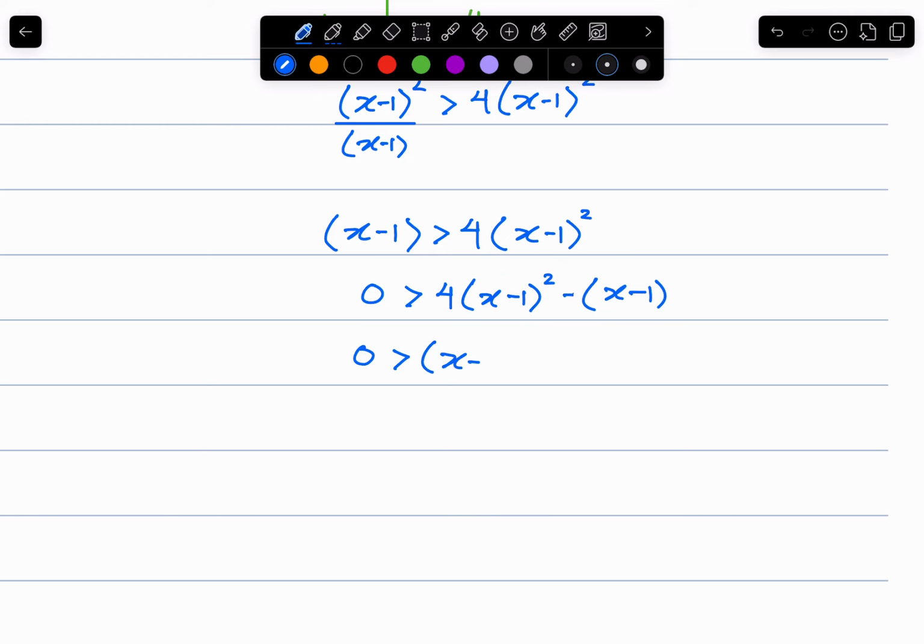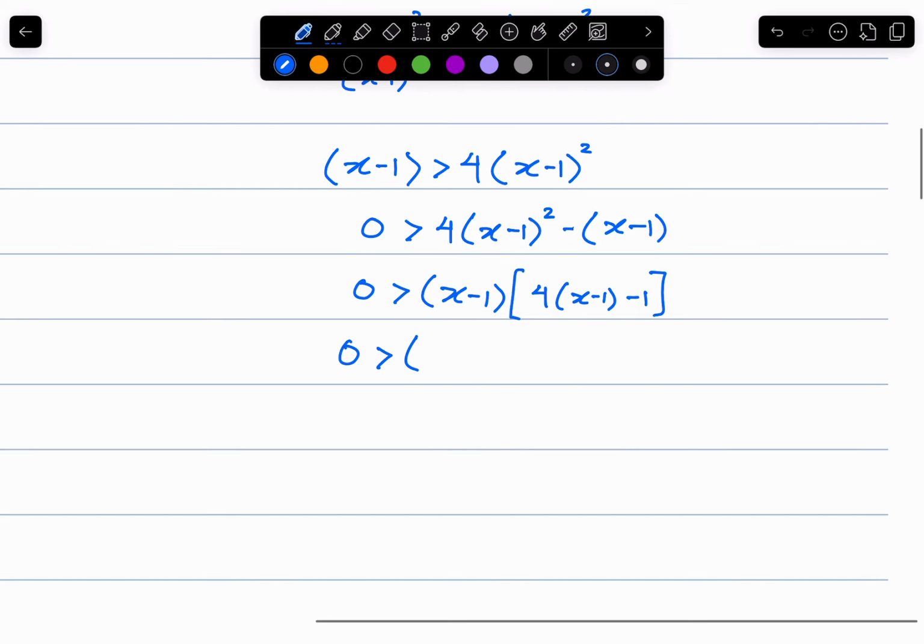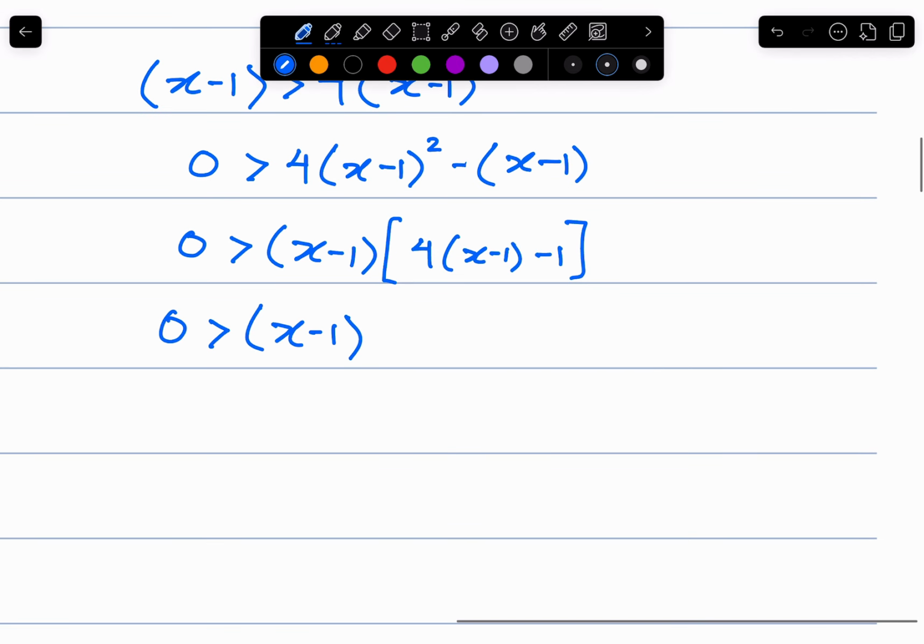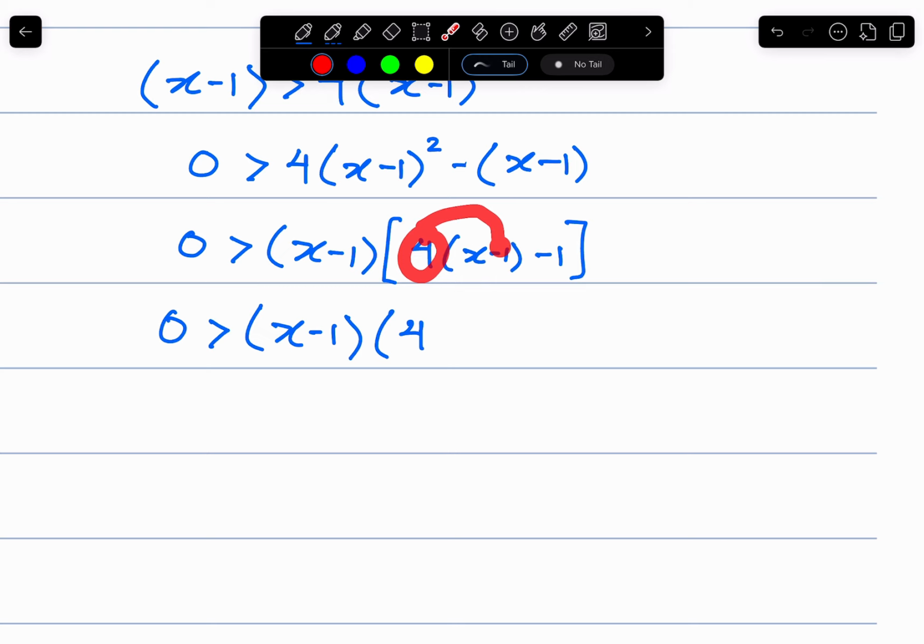So it would be x minus 1 outside of 4x minus 1, and there's a negative 1 multiplying with this group, so minus 1. x minus 1 is still here. Expanding this, I get 4x. This will give me negative 4 minus 1, which will give me 4x. Once again, 4 times negative 1 is negative 4. Minus 1 gives me negative 5.